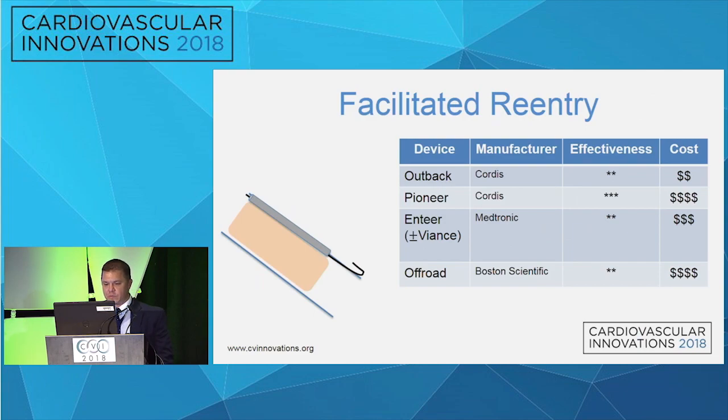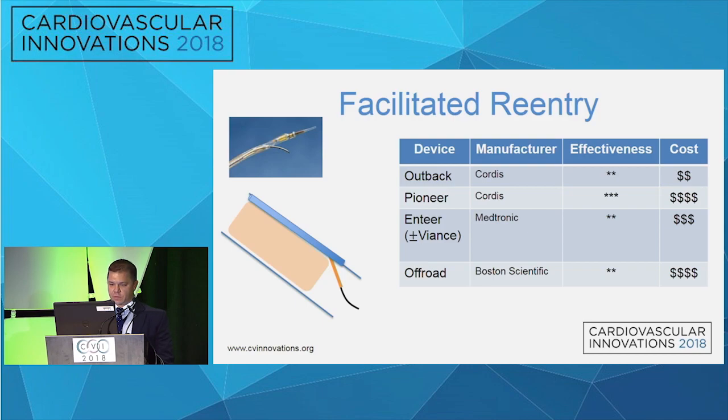Once you get into that subintimal space, you many times are forced to re-enter, and that is not always possible just with a wire approach, so we need catheters to help do that, and there are various tools we have to help with that. The Outback device, of course, is probably the most well-known one, although my preference is the Pioneer catheter because of the ultrasound guidance. The Enteer and Viance systems are used, as well as the Off-Road system.